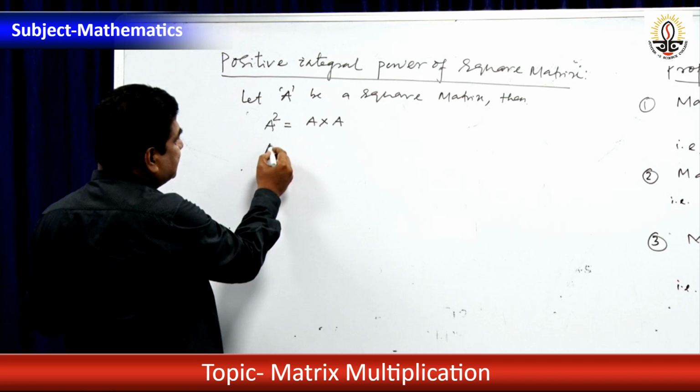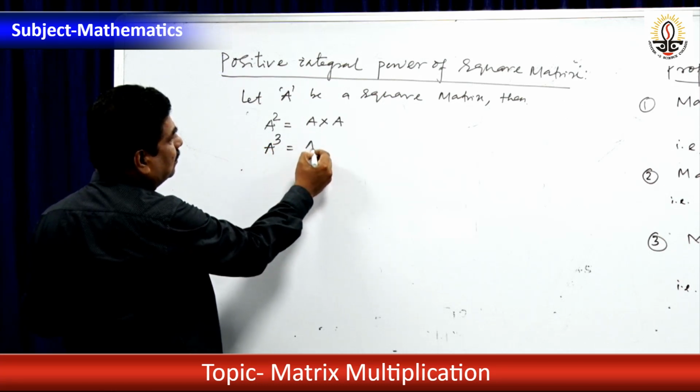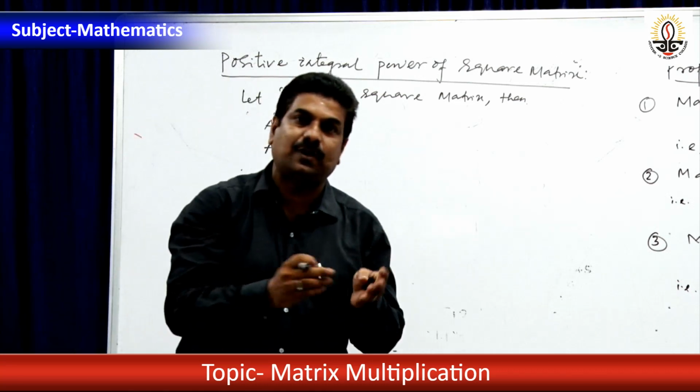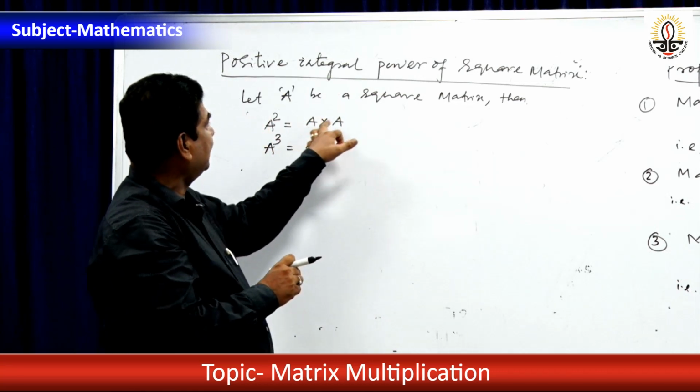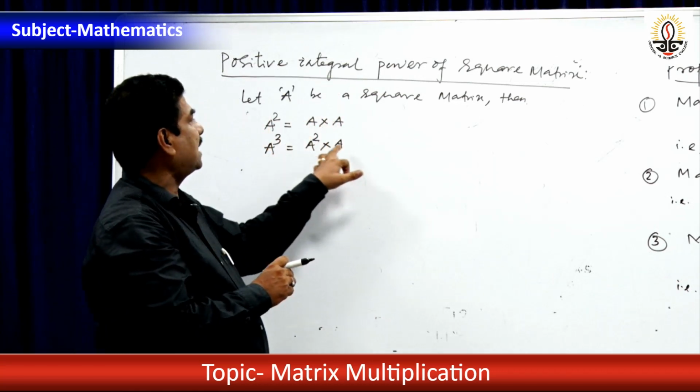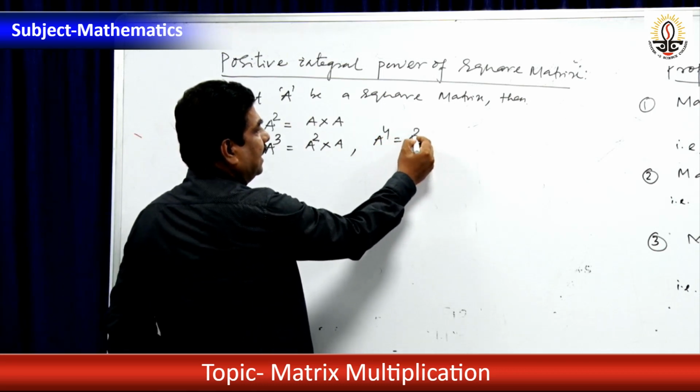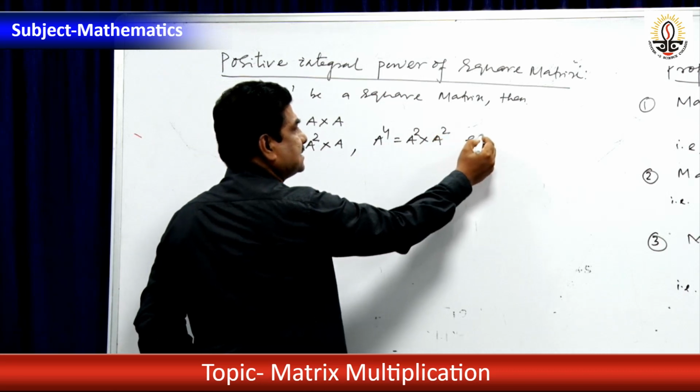In the same case, A cube is equal to A square into A. That means first we have to find A square, then A square is equal to A into A. A cube is A square into A. Similarly, A to the power 4 is equal to A square into A square, like this, etc.